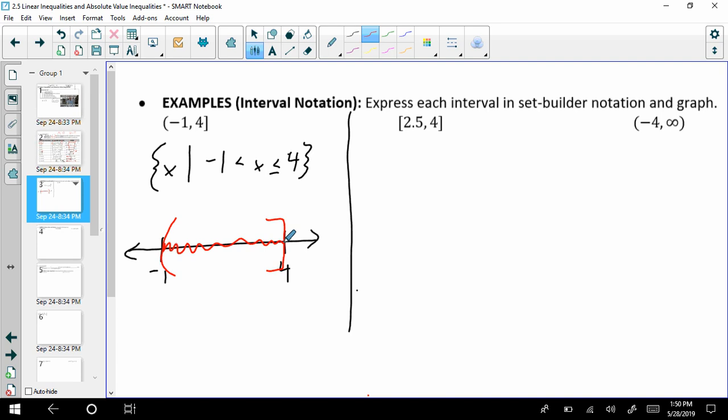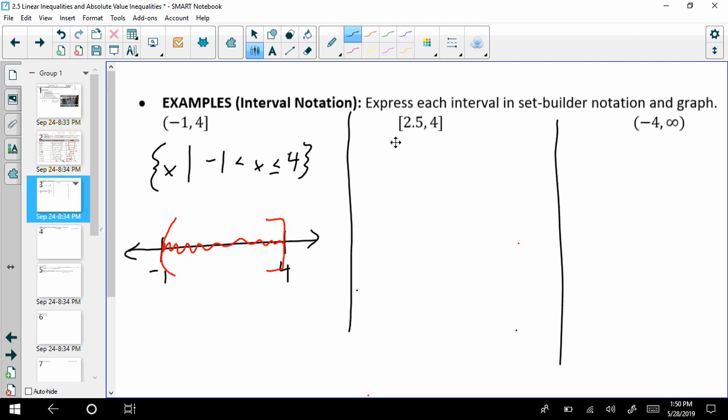So if I asked you, and I've been known to ask this, if I said, hey, is 3 an answer? You would say yes, because it's in my shaded region. If I said, hey, is -2 an answer? You would say no, it's not in my region. If I said, hey, is 4 an answer? You would say yes, because we can be equal to 4. If I said, is -1 an answer? You would say no, because we can't include -1. We can go right up to it, but we can't include it.